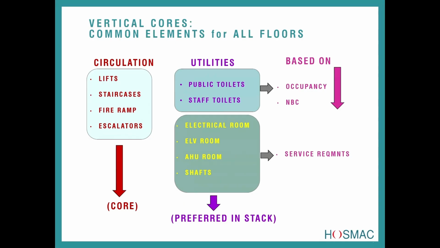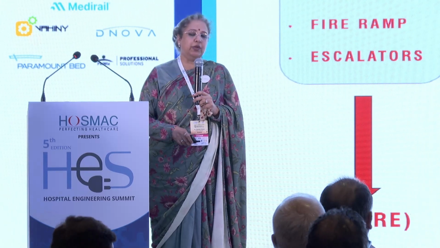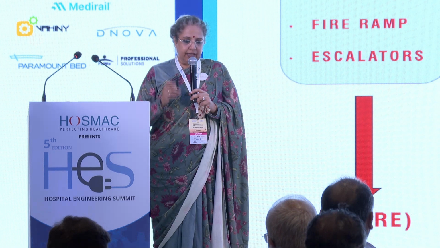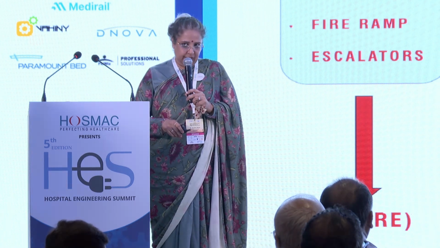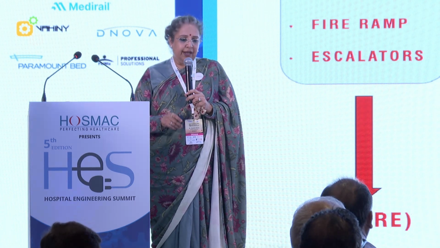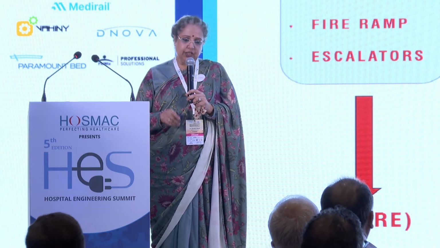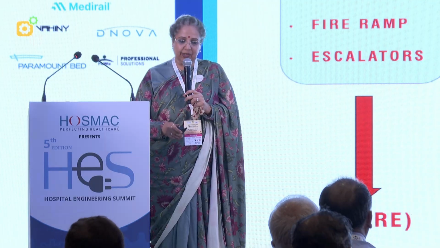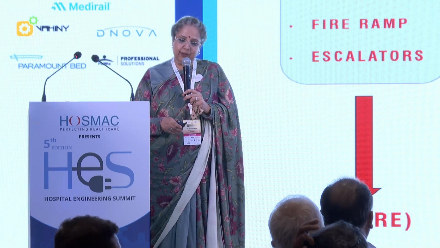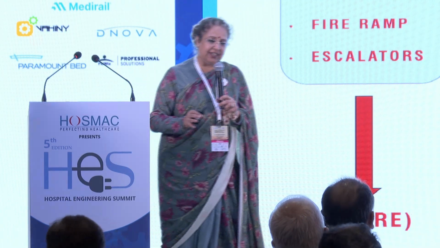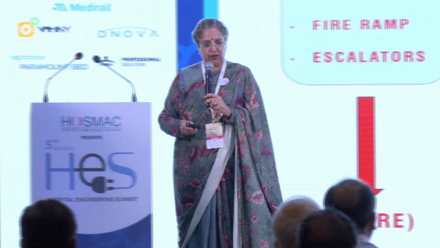Vertical cores, there are common elements which I keep insisting in this studio and at our office, which go into the vertical cores. These are the vertical circulation routes: lifts, staircases, fire ramp, and escalators, and next to them should be housed the utilities, the public toilets, staff toilets, electrical room, ELV room, HE room, and shafts, necessarily. And shafts should be accessible from the corridors.